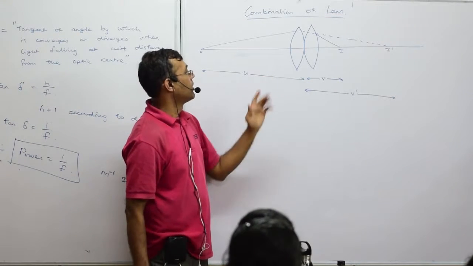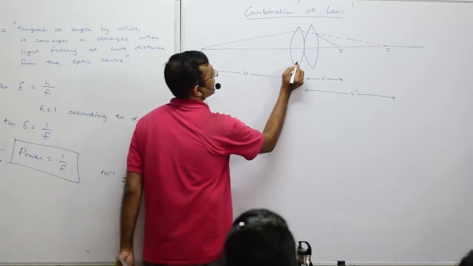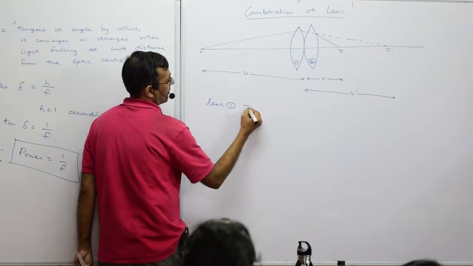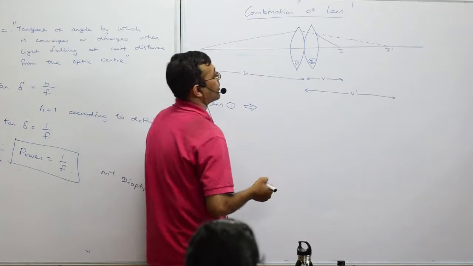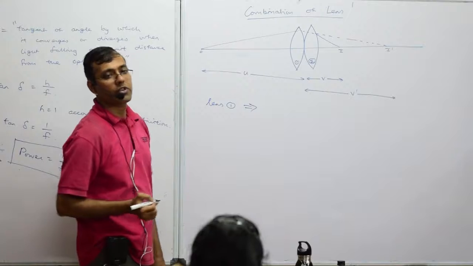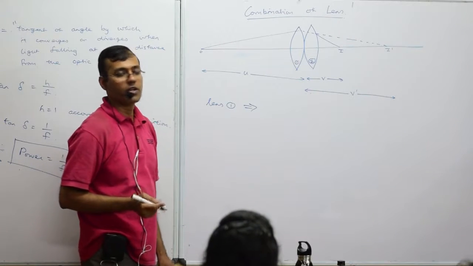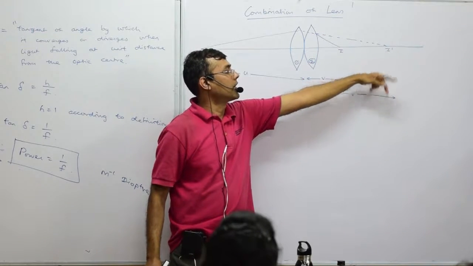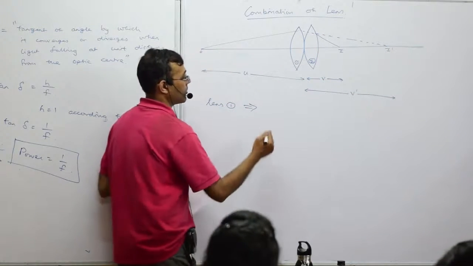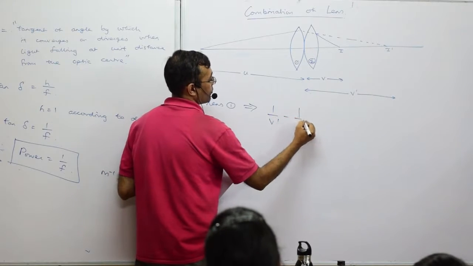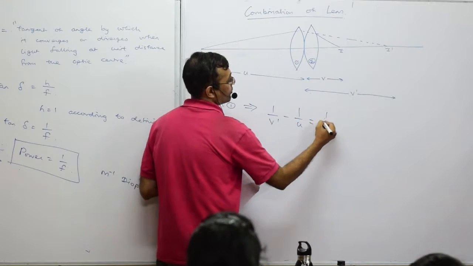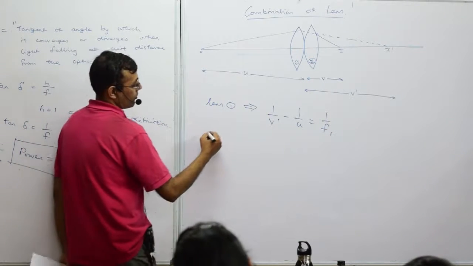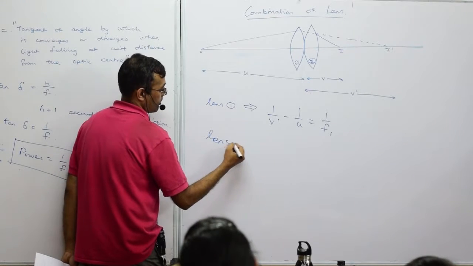So that means it's very easy. Think about lens 1 first and then lens 2. So lens 1. According to the formula, I know that 1 by V minus 1 by U is equal to 1 by F. But since I am writing only for the first lens, I have to consider this is the point where it would have formed the image. So that means 1 by V dash minus 1 by U is equal to 1 by F1, lens 1. Okay.